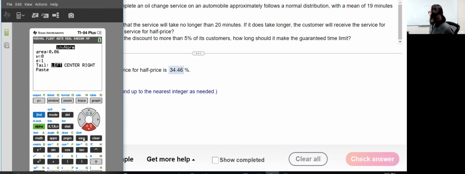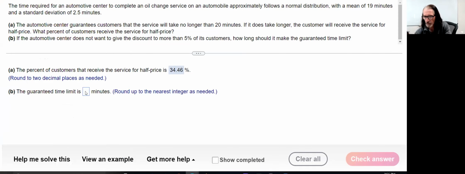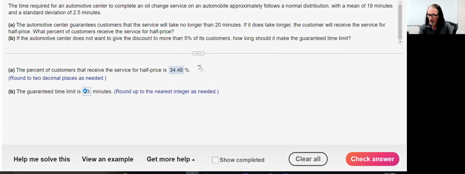Our mean was 19 and our standard deviation was 2.5. So I think they want to get a bigger z-score here, so a bigger x. Tell it you're going to the right. To the nearest integer, they'd want to go with 23 minutes so that they'd only have to pay that out to 5%.